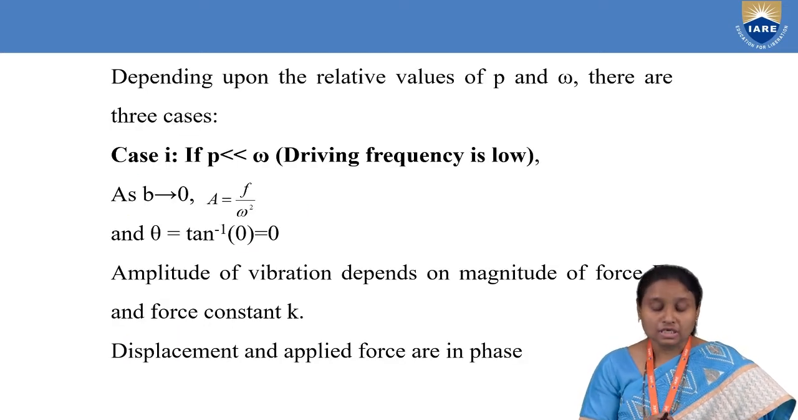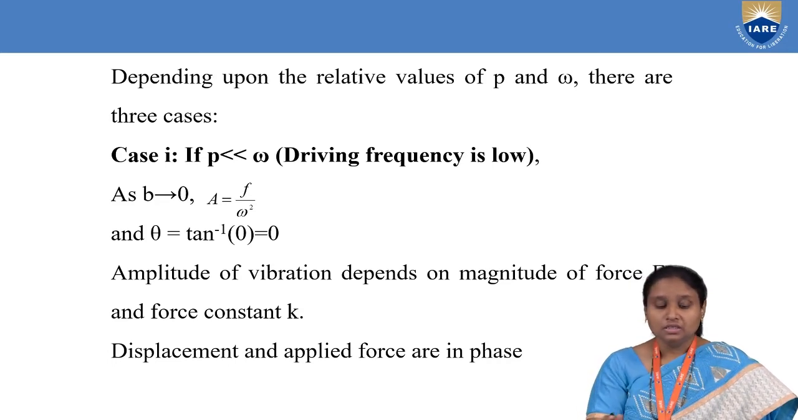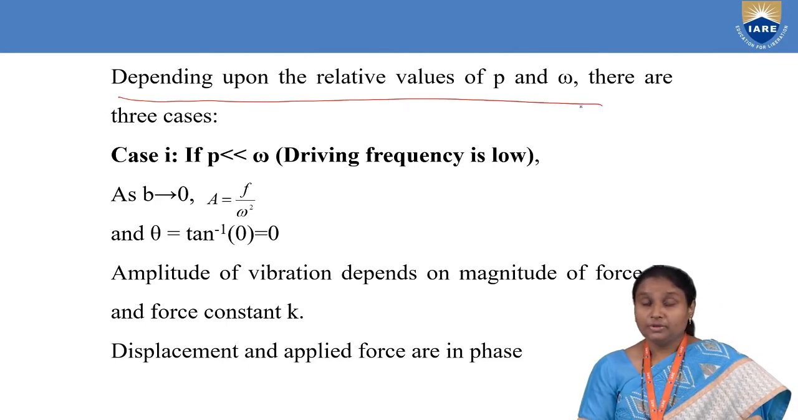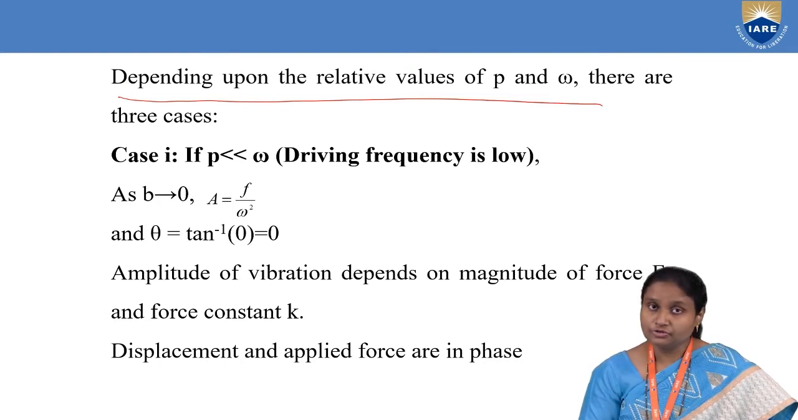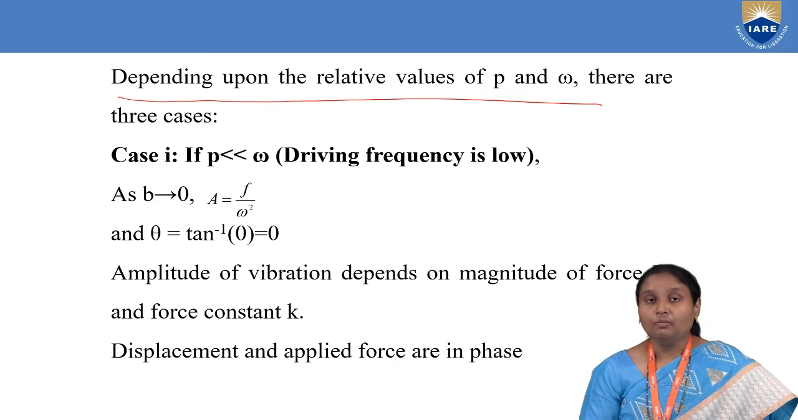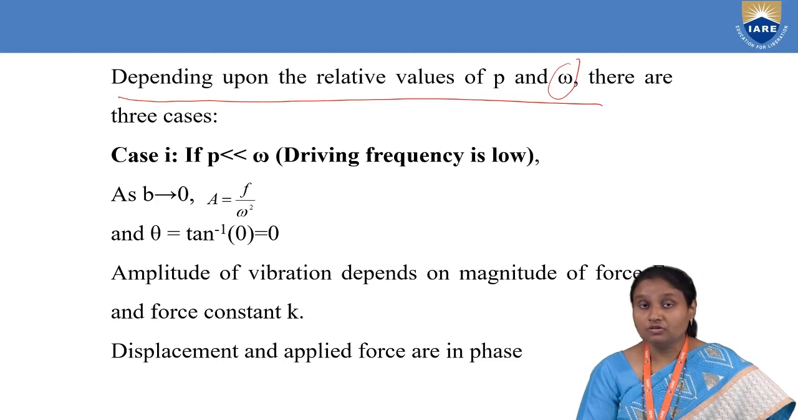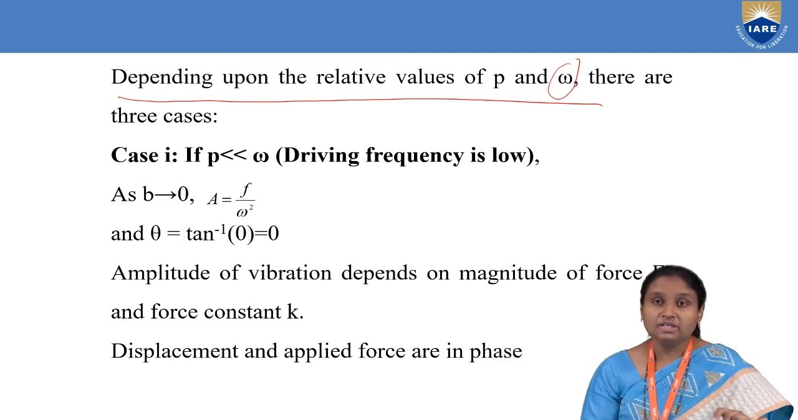Now, what are the conclusions which we can draw from these values? Depending upon the relative values of p and ω, I'm trying to compare two frequencies here. What are those two frequencies? One is the frequency of the applied force, which is called the driving frequency. Why is it called the driving frequency? Because it is driving, or making, our body oscillate. And ω we can call the natural frequency of vibration of the body. So depending upon these relative values of driving frequency and natural frequency, we are going to get three cases.